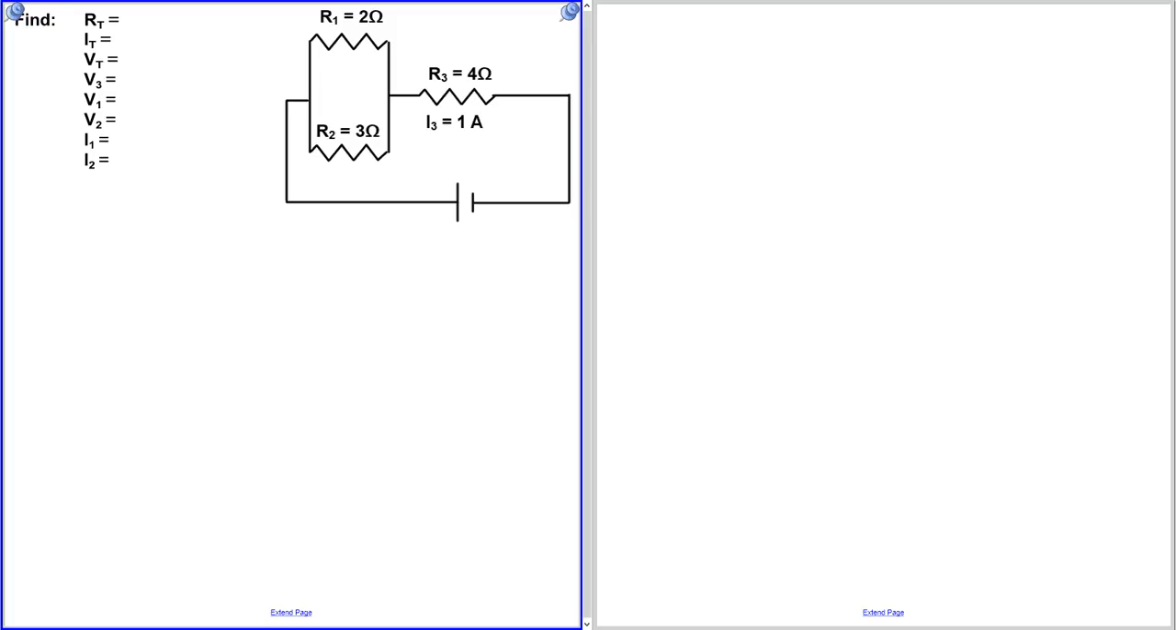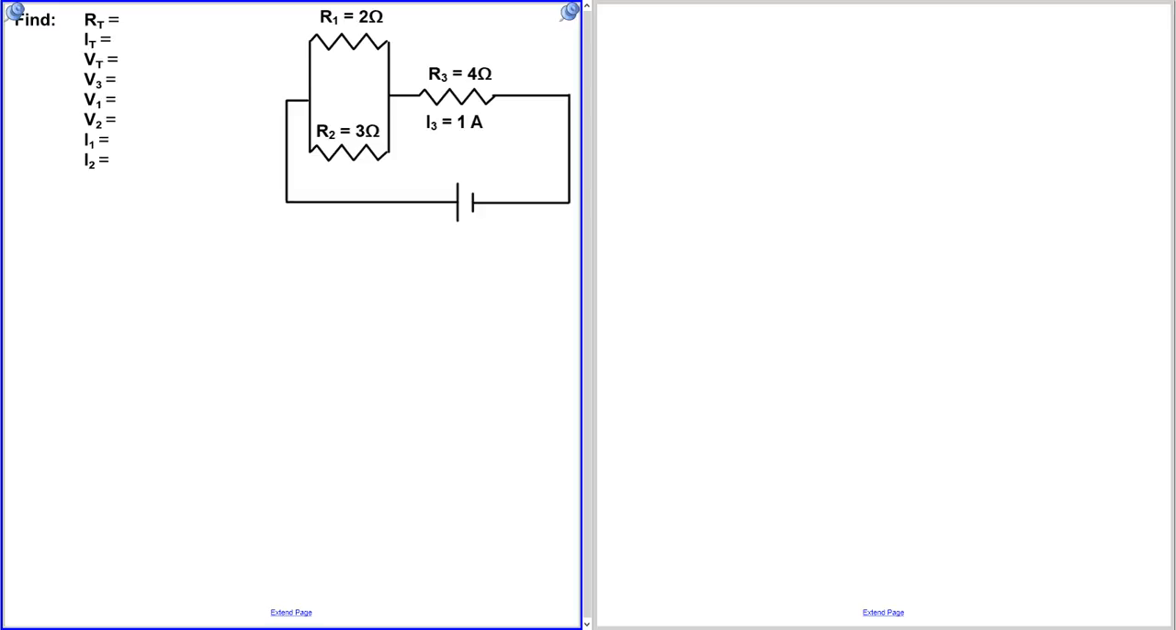In this problem, I'm given a circuit and a list of variables to find. Unlike some of our practice problems, in this problem, I'm not asked to find the variables in the order which necessarily is the best way to approach the problem. So I have to look at the problem and figure out where I want to start this puzzle.